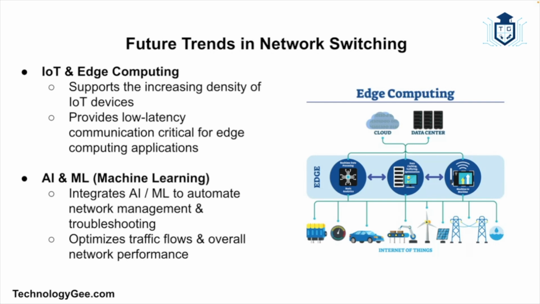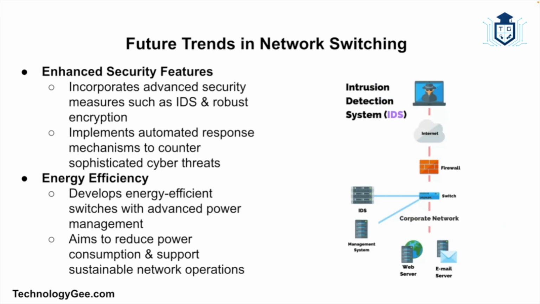There's AI and machine learning. So, AI and machine learning are being integrated into network switches to enhance network management, automate troubleshooting, and optimize traffic flows. There's enhanced security features. So, with the increasing complexity of cyber threats, network switches are incorporating advanced security features to detect and mitigate attacks, such as embedded intrusion detection systems, enhanced encryption protocols, and automated response mechanisms.